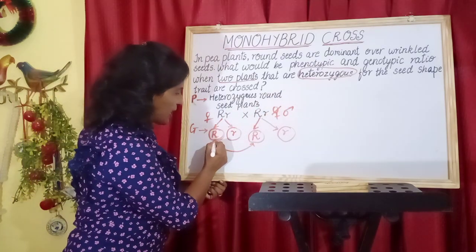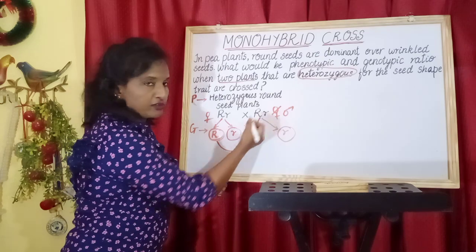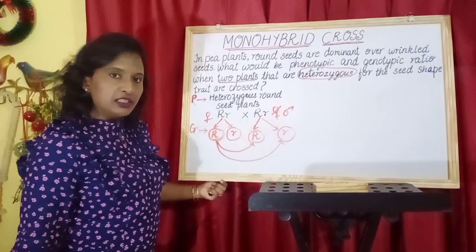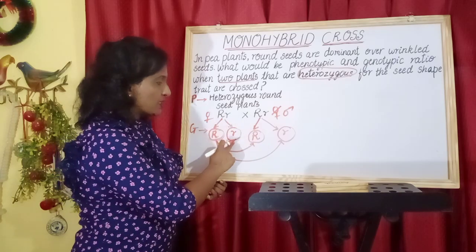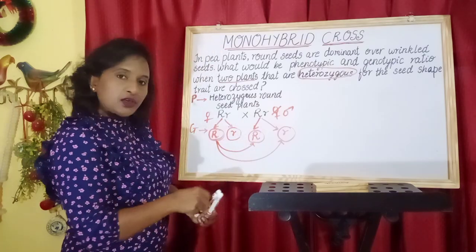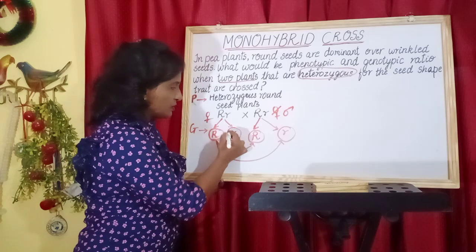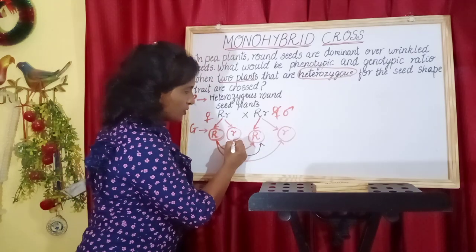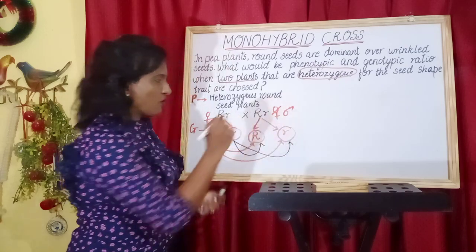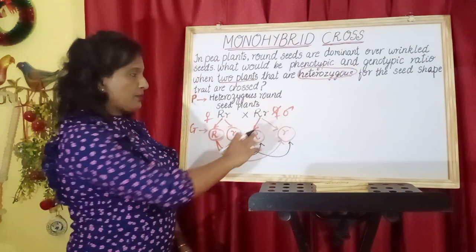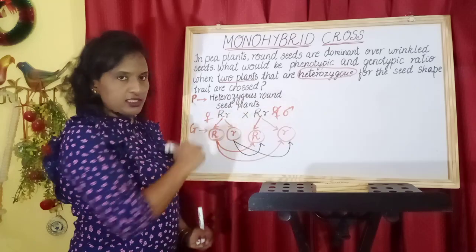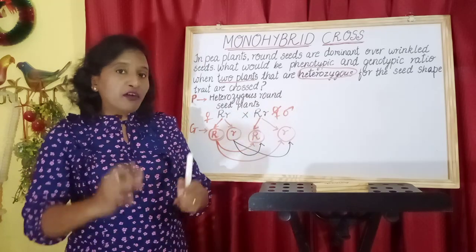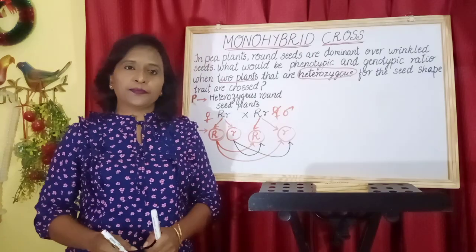So this capital R can fuse with capital R of that other parental gamete, or it may fuse with the small r. Similarly, this small r, that is this particular gamete of this parent, can fertilize with capital R of the other parental gamete or the small r of the other parental gamete, or vice versa. So we'll see now in the first generation what are the offspring that will be formed.